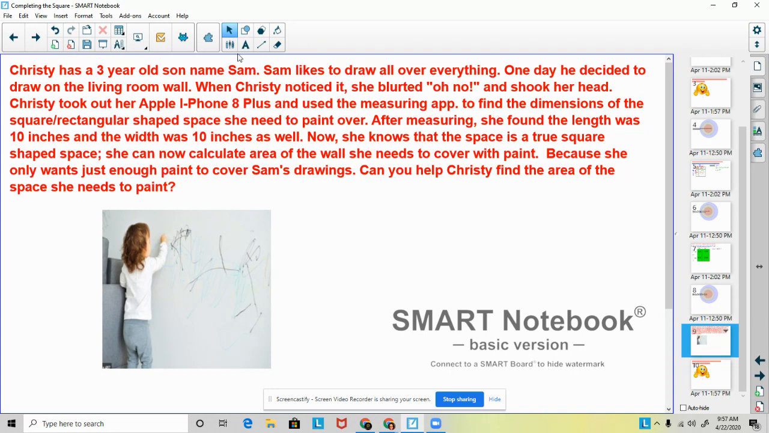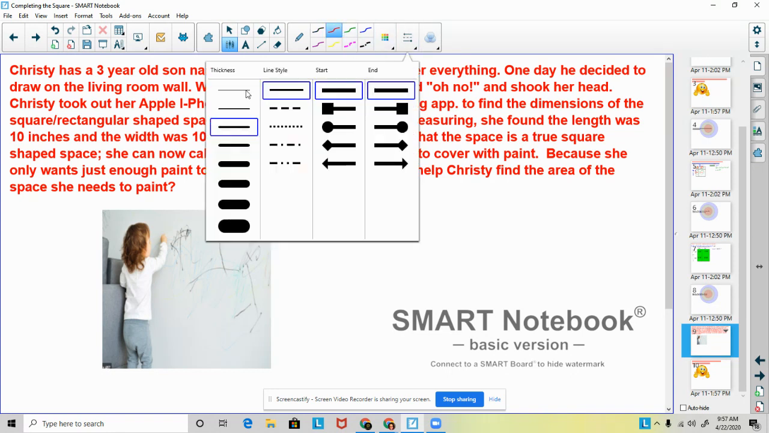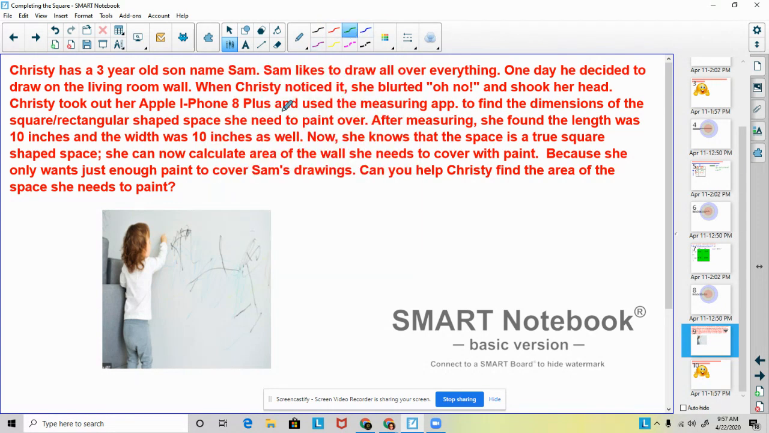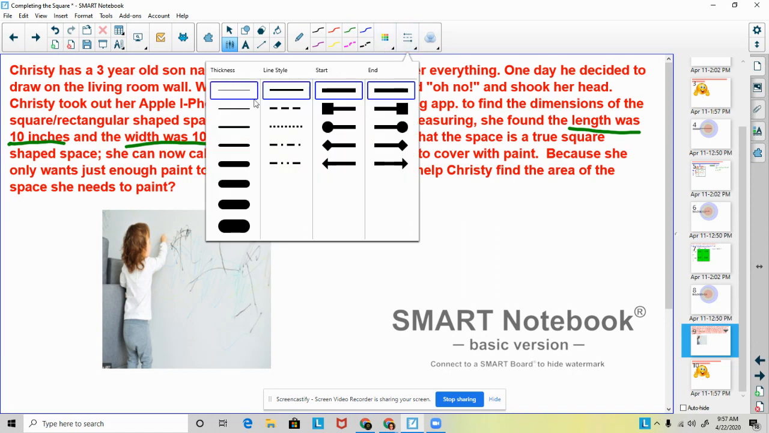All right, so now what I'm going to do in order to help Christy, I'm going to visualize or imagine that this was my square shaped space that I have to paint. And if you can see Sam over here, looks like he's still marking stuff up. Okay, so if I look at the problem, it tells me that the width of this space that I need to cover with paint is 10 inches, and also the length that I need to cover with paint is 10 inches. And that's how Christy knew that this was a true square.